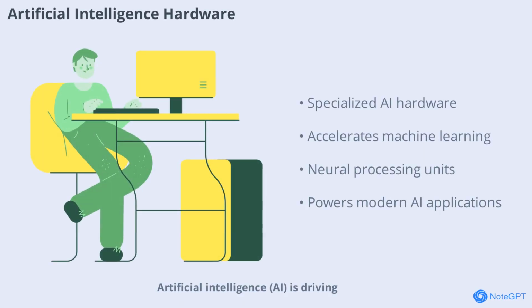Artificial intelligence, AI, is driving new developments in computer architecture. Specialized hardware such as AI accelerators and neural processing units is designed to handle the massive computations required for machine learning and deep learning. These innovations enable faster training and inference, powering applications from voice assistants to autonomous vehicles.